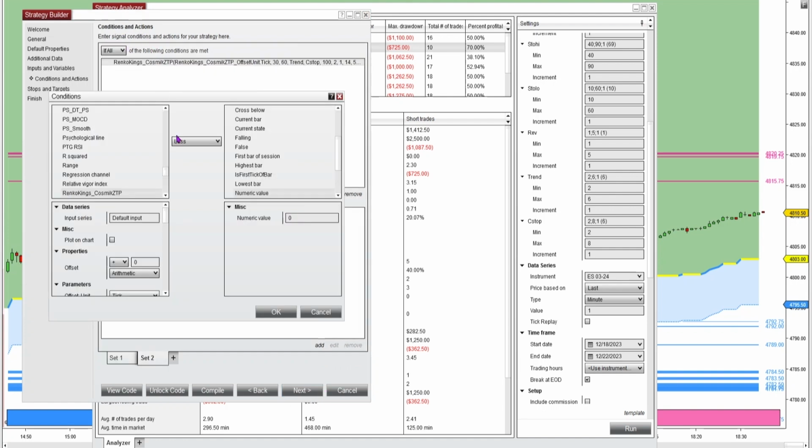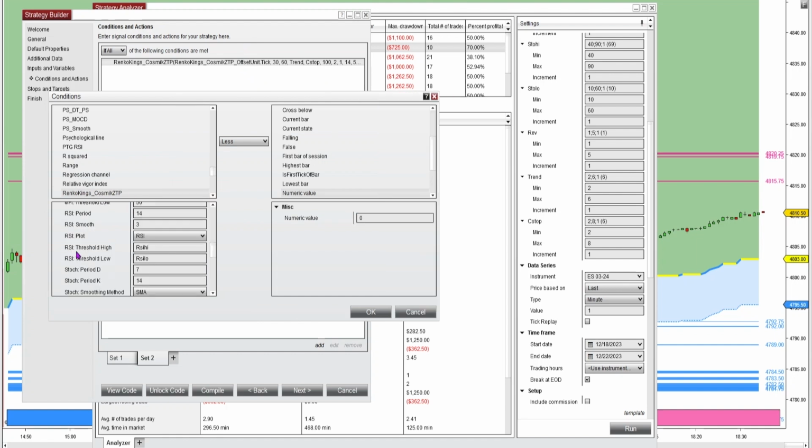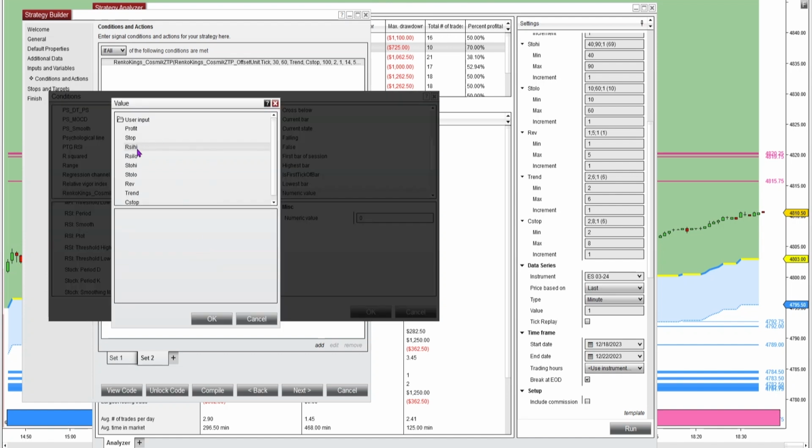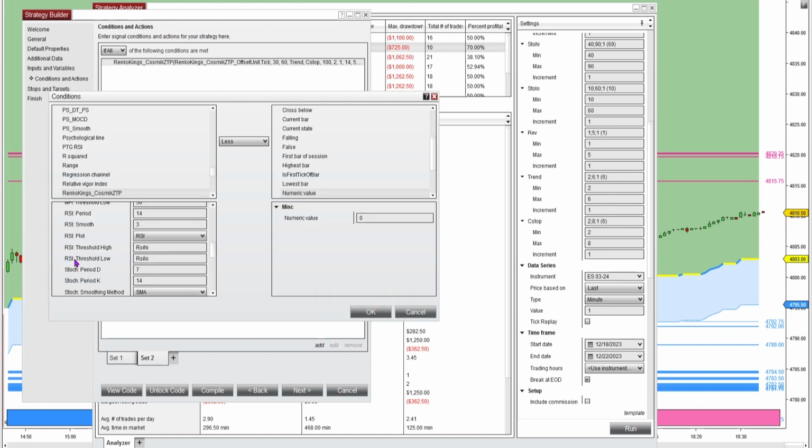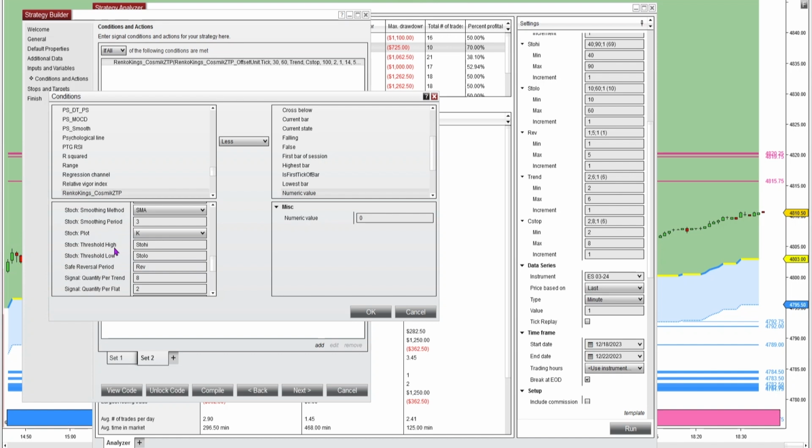So for the conditions and actions, I've got the Renko King's Cosmik ZPT. And for the RSI threshold high, I've chosen my user input RSI high. For the RSI threshold low, I chose my user input of RSI low. So I'm testing the best possible thresholds for the high and the low of the RSI. I did the same for the stochastic thresholds, and I had a user input for the safe reversal period.